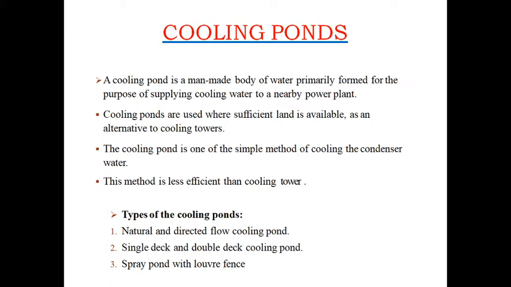This is an alternative system to the cooling tower. This is one of the simple methods of cooling the condenser water. Its efficiency is lesser than a cooling tower. Cooling ponds are classified into three types. One is natural and directed flow cooling pond. Second, single deck and double deck cooling pond. Third, spray pond with loop fins.